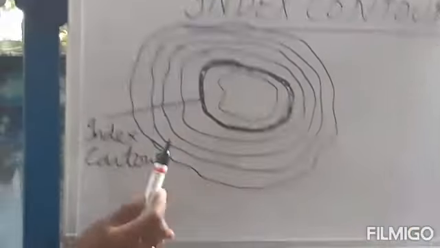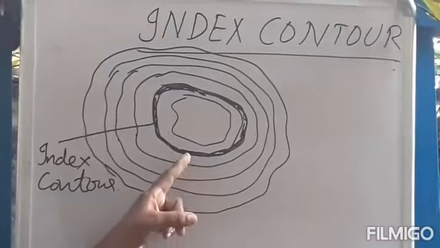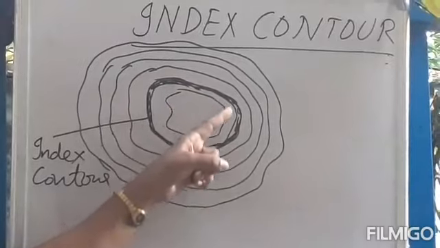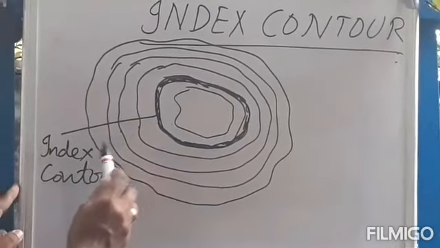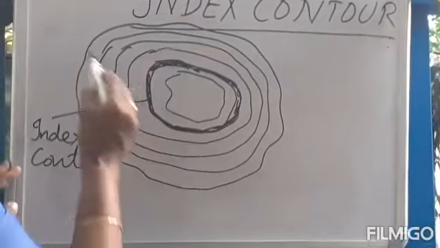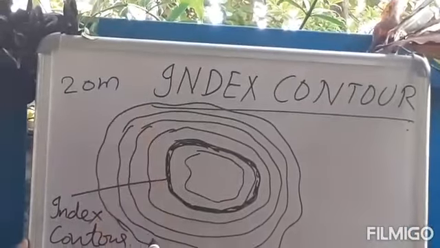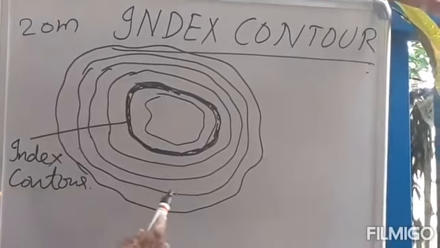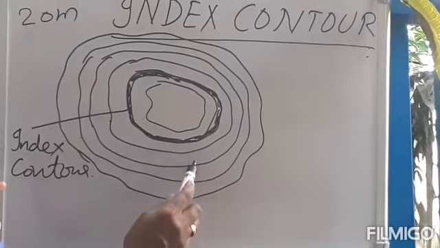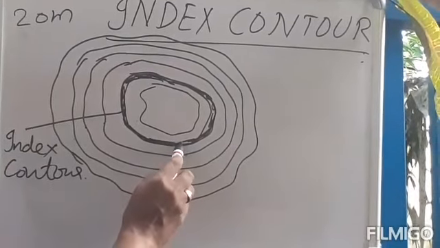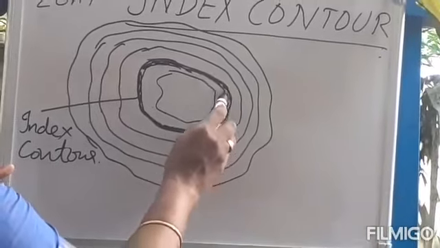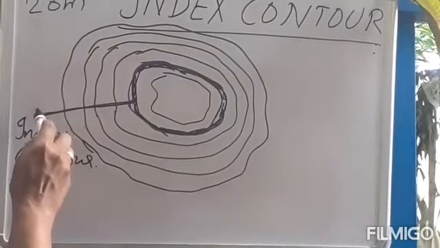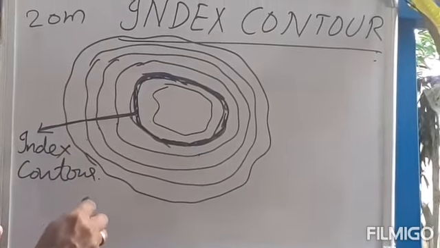To make the topographical survey map a distinct one, every fifth multiple of 20 is made very clear. Such a contour is called index contour. Usually the contour interval is 20 meter, but to make the topographical survey map a distinct or special one, every fifth line in the multiple of 20 is made more clear. Such a clearly made contour is called index contour.